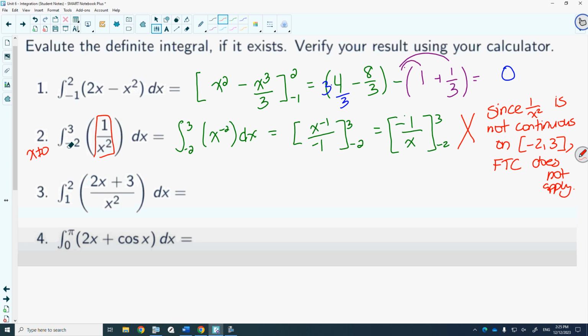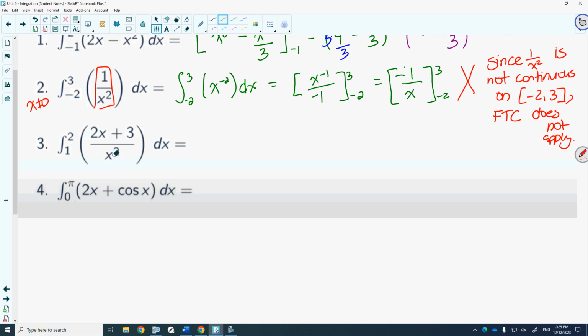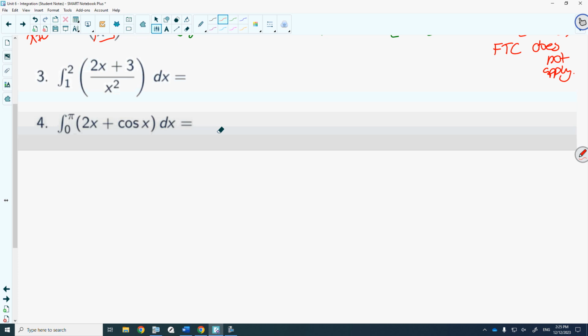Okay, let's look at number 3. There's the same discontinuity at x equal to 0 here. However, does 0 exist in the given interval that they gave us? No. So that means that the fundamental theorem of calculus will apply for 3. Okay? So I'm going to do 3 down here.